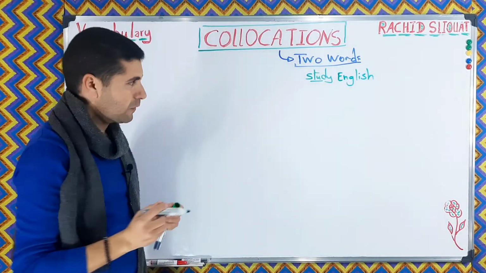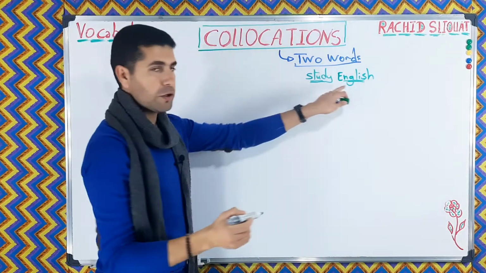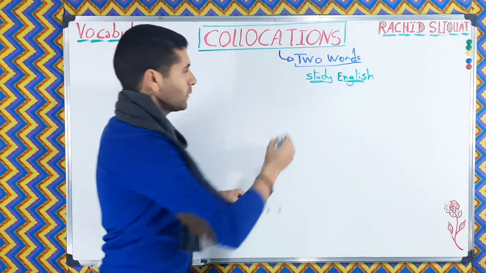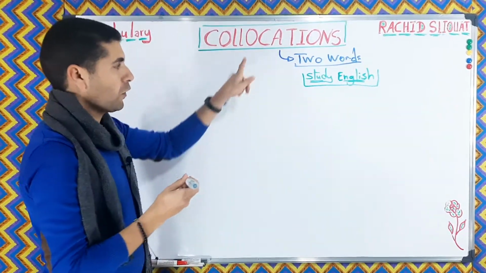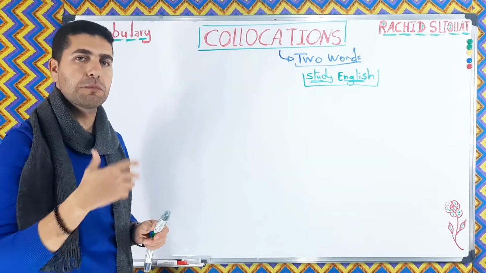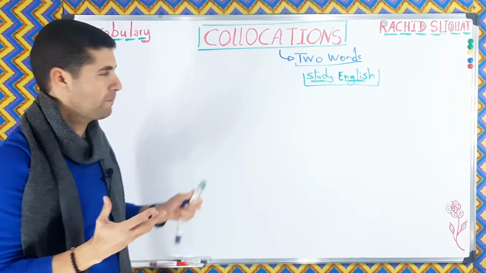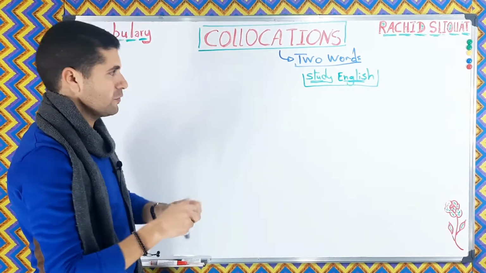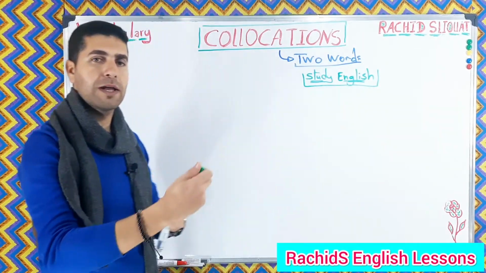Study English, as you can see here, is one word, two words. So here we have two words, and study English can be considered a collocation. Study English, play sport, play soccer. This is what we mean by a collocation. Collocations are two words that go together.